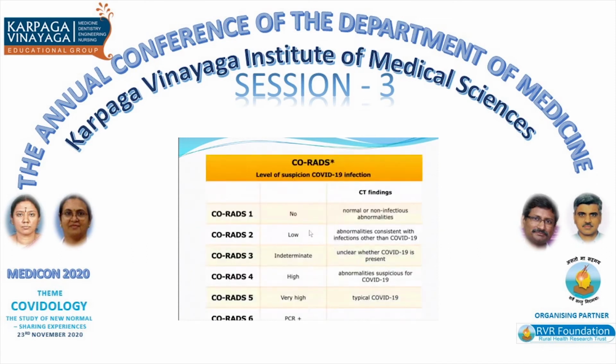So here are the CO-RADS. They describe the levels of suspicion of COVID-19 infection. CO-RADS 1 means there is a normal or non-infectious abnormality, whereas CO-RADS 6 means it is RT-PCR positive. Remember that when you have RT-PCR positive, the lungs can be either normal or abnormal. If it's RT-PCR positive, it becomes CO-RADS 6, not depending upon the CT findings. Then we have CO-RADS 5, which is a very high probability.